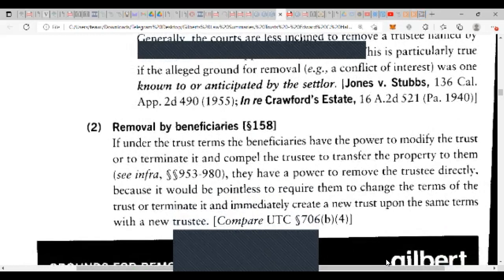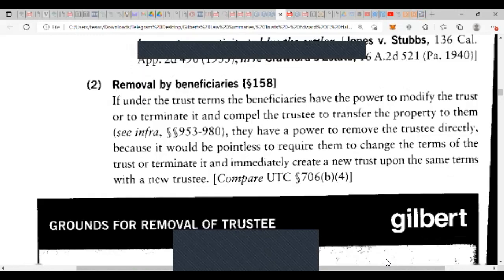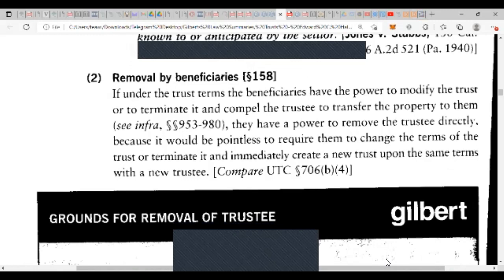Jones versus Stubbs, 1955. N. Ray Crawford's estate, 1940. Section 2, removal by beneficiary, Section 158. If under the trust terms, the beneficiaries have the power to modify the trust or to terminate it and compel the trustee to transfer the properties to them, see Infra 953 through 980, they have a power to remove the trustee directly because it would be pointless to require them to change the terms of the trust, terminate it, and immediately create a new trust upon the same terms with a new trustee.